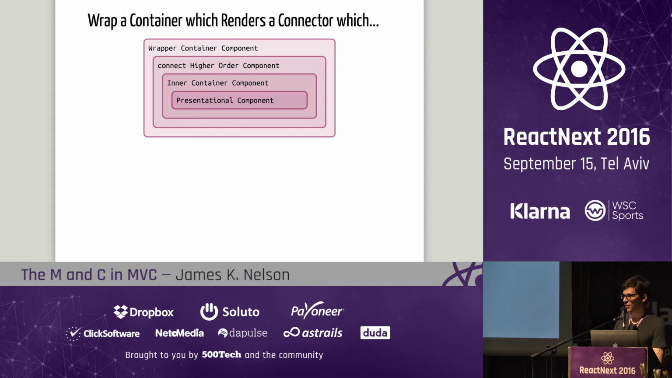So let me see. Between the connect and the presentational component, we're going to need to add another wrapper. So we've got 2 wrappers and a connect higher order component. And if you actually think about how we're going to name all of this, maybe we'll have, I don't know, invoice wrapper container, and that renders the connect higher order component, and then that renders the invoice inner container component, and then that renders the sort of InvoiceList component.